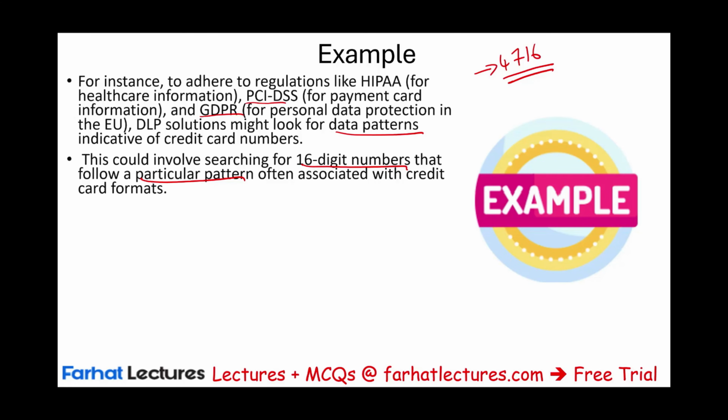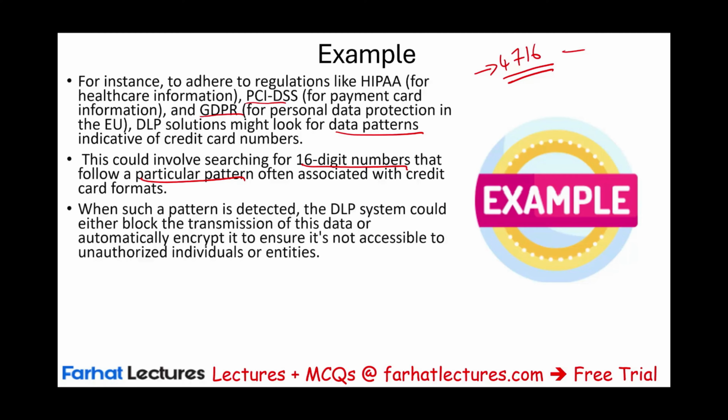If you don't believe me, pull your Visa card and look at them. They all start with the same first 4 digits. Then the remainder are different. So we're looking for a pattern. When such a pattern is detected, the DLP system will either block the transmission of this data, so they will flag it, or encrypt it to ensure it's not accessible to unauthorized individuals or entities.